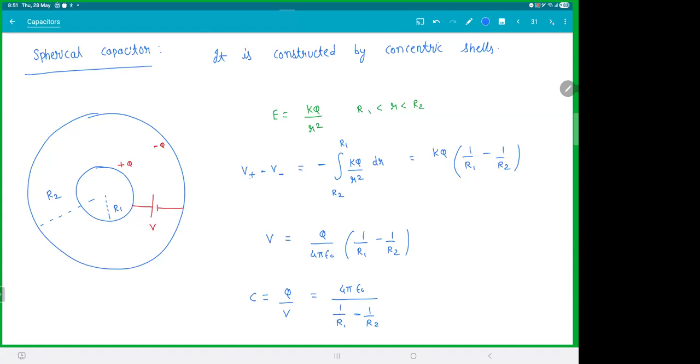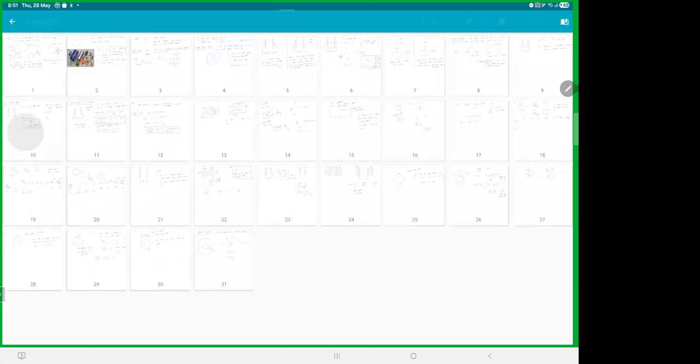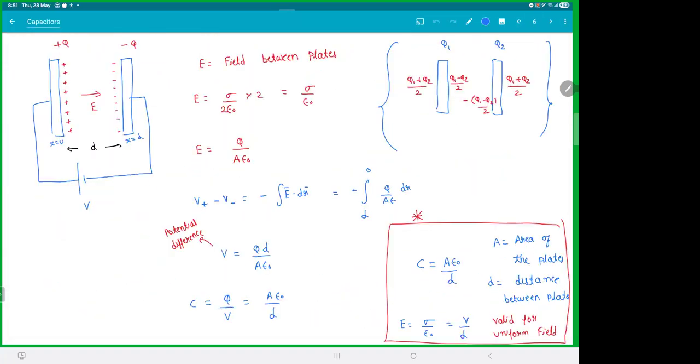Clear what we did? We kept a battery, we got a charge. If you see, we did the same story for parallel plates also. In parallel plates, we did something similar. I said there was a battery, then I said we got a field, then I said field into distance is potential difference, then I got Q by V. So this is what I was saying.